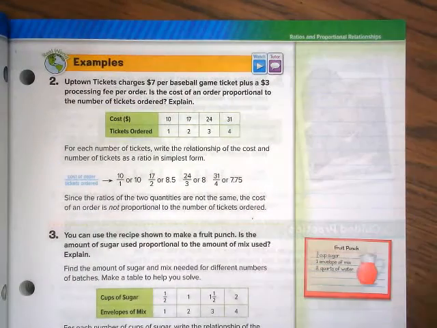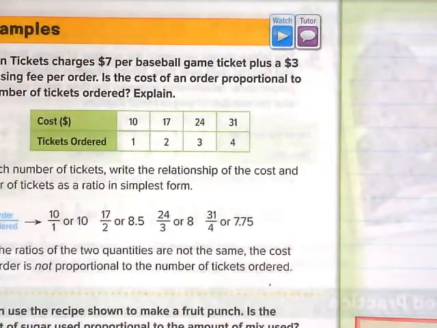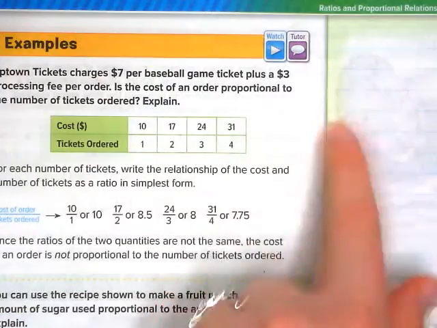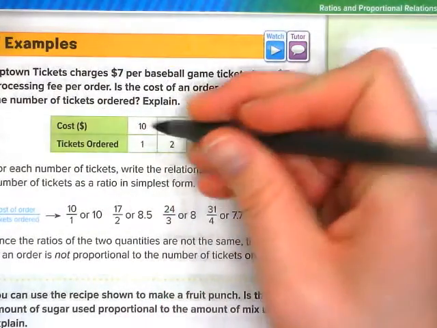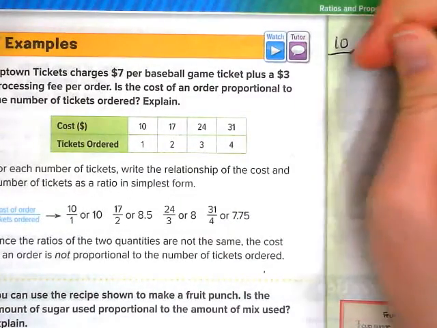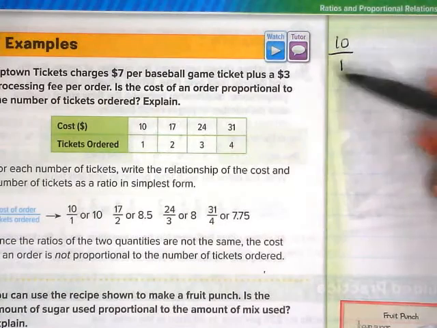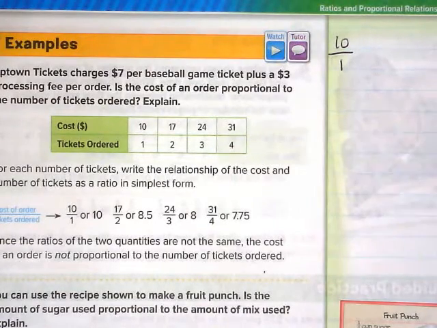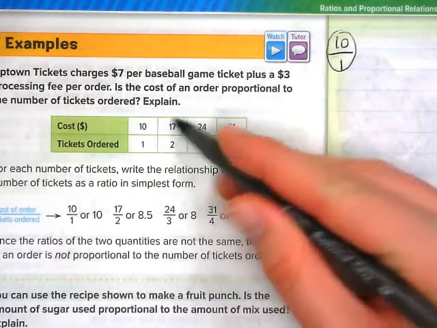So what we're going to do is see, do each of these have the same unit rate or a constant ratio? What I'm going to have us do is just write down the ratios over here and then find the unit rate. So let's start with 10 to 1. That is already a unit rate. So I don't need to divide it at all. That's already my unit rate.